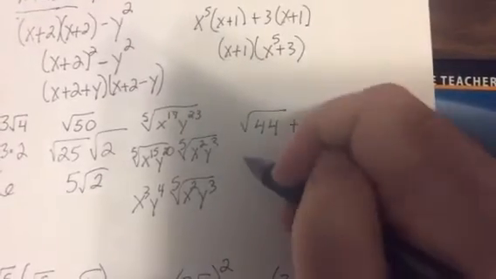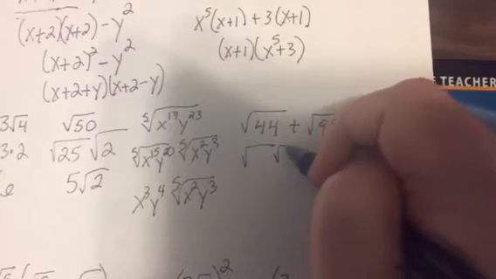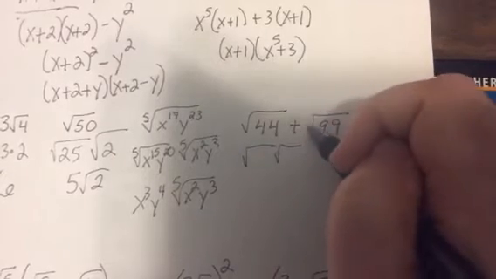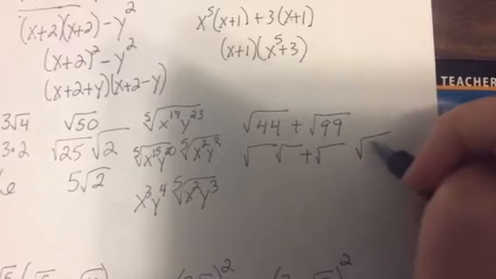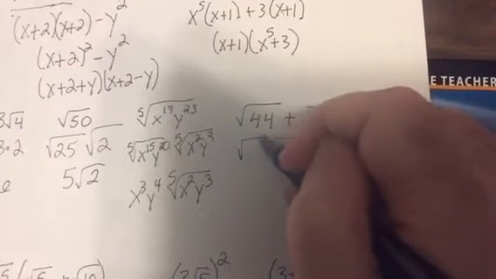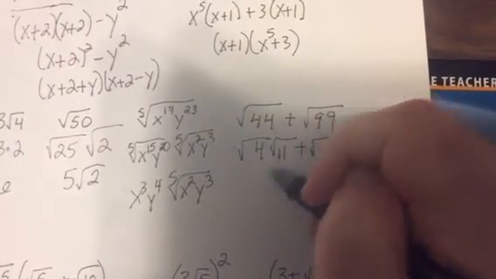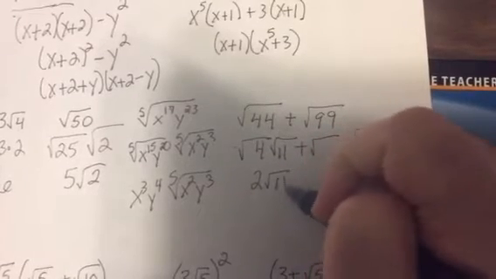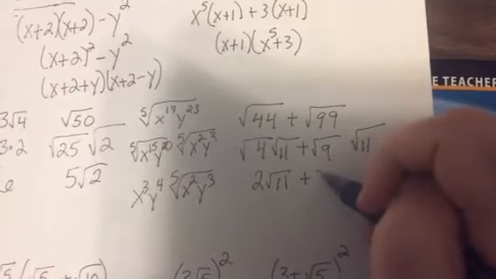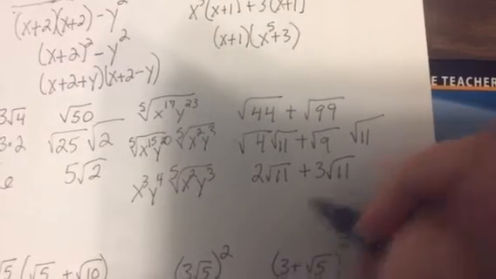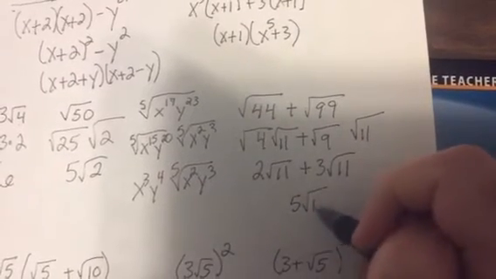Okay, this one. I can only add it if it's the same index, which these are all square roots, and the same radicand. So I'm going to break it up. 4 is a perfect square, so it's 2 squared times 11. 9 is a perfect square, so it's 3 squared times 11. So that'd be 5 square root 11.